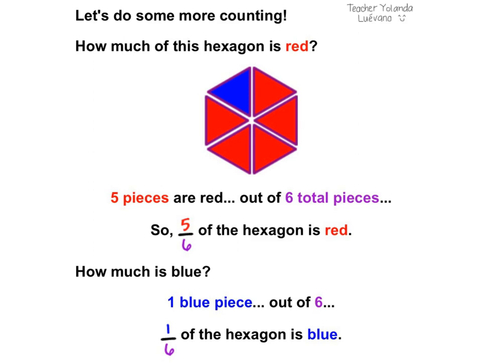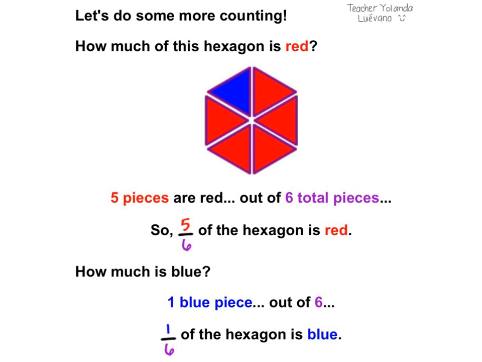Let's do some more counting. How much of this hexagon is red? Now we have 1, 2, 3, 4, 5 pieces. 5 pieces are red out of 6 total pieces. So that means that 5/6 of the hexagon is red. Only 5 pieces out of 6 in total.